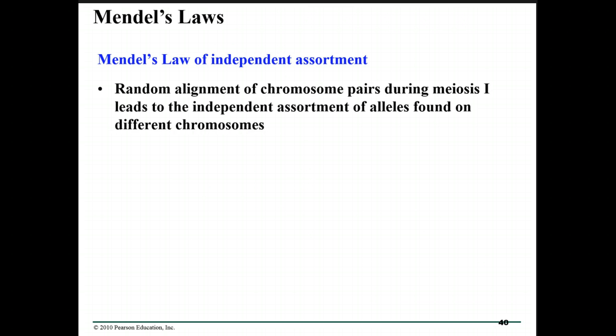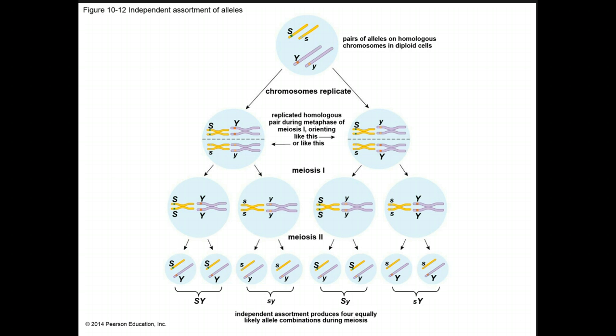Based on his work with the dihybrid crosses, Mendel developed another law. This is called Mendel's law of independent assortment. It states that random alignment of chromosome pairs during meiosis I leads to the independent assortment of alleles found on different chromosomes. The independent inheritance of two or more traits is called the law of independent assortment.